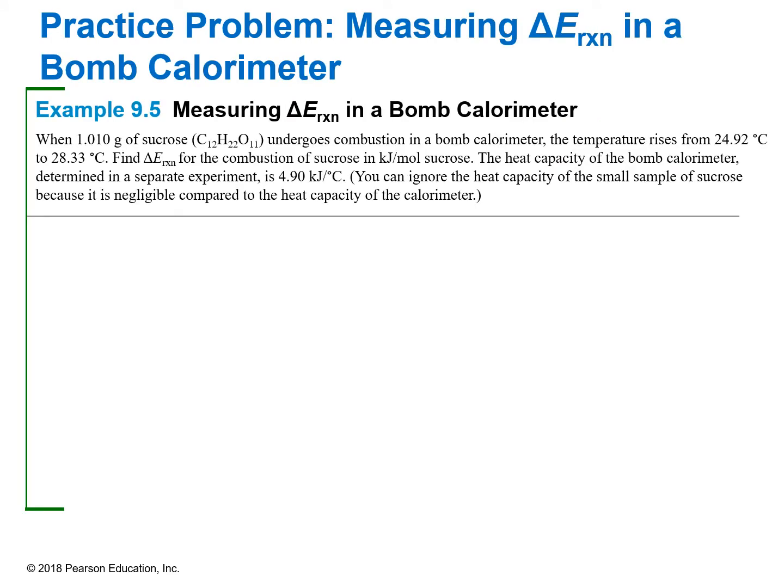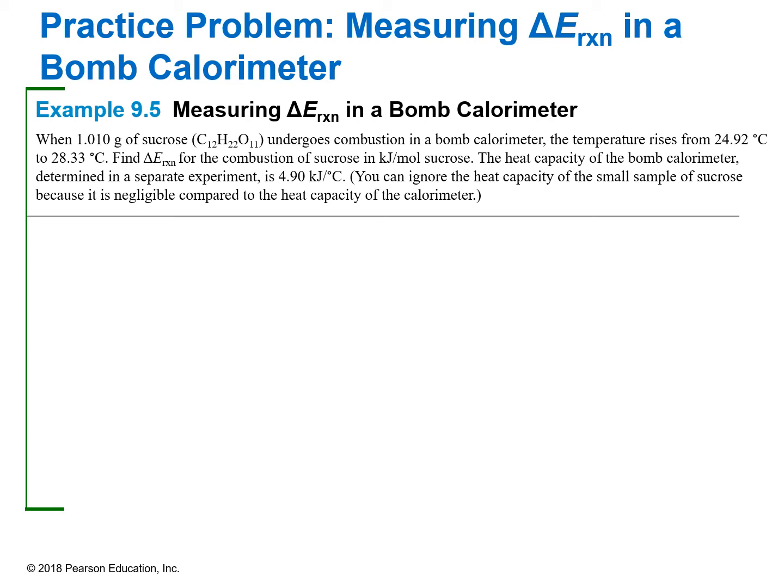So I'm going to just touch on 9.5, and I'm going to go rather quickly because the concepts are basically the same as what we were talking about when dealing with the specific heat and mass and change in temperature, and that's basically what a bomb calorimeter is utilizing to get to the delta E.